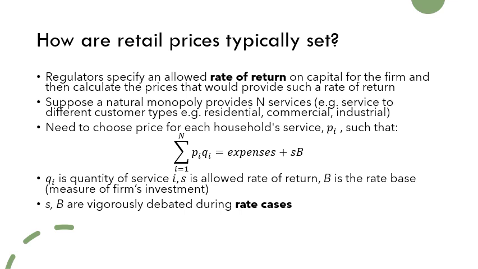And of course, firms want S to be as large as possible. The government wants S to be as small as possible. So S and B are vigorously debated during rate cases, which anyone can attend, and they happen about once a year.